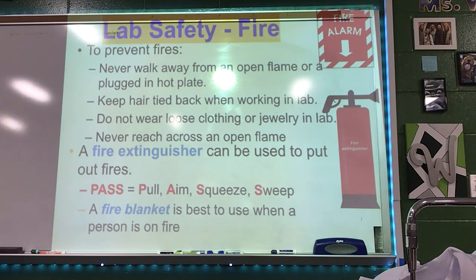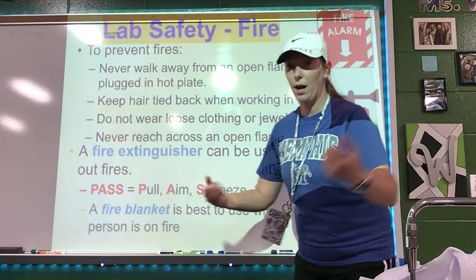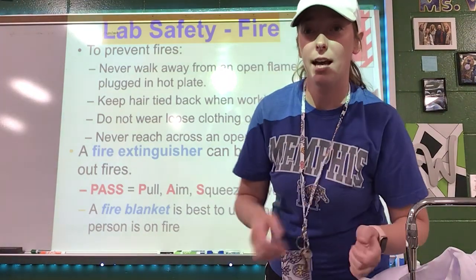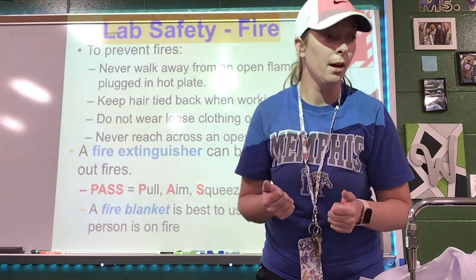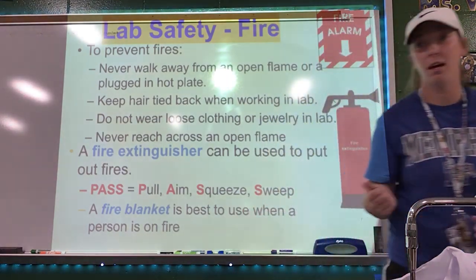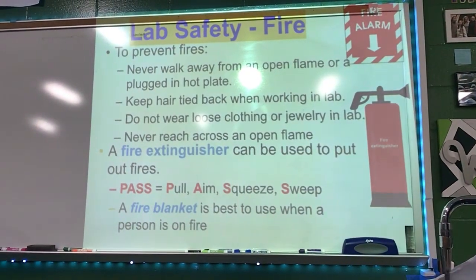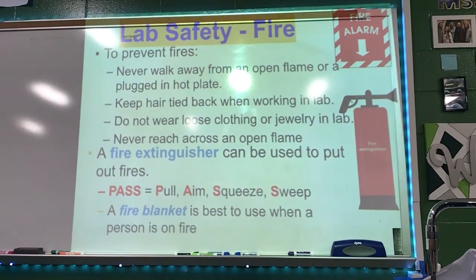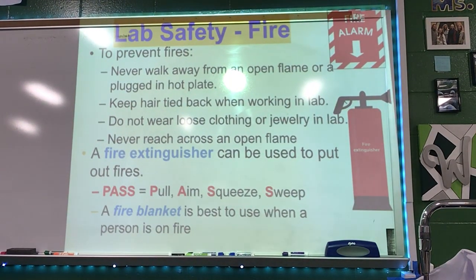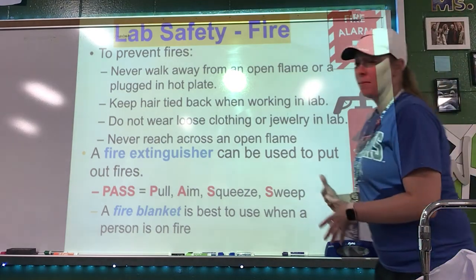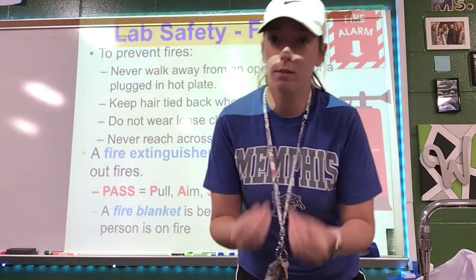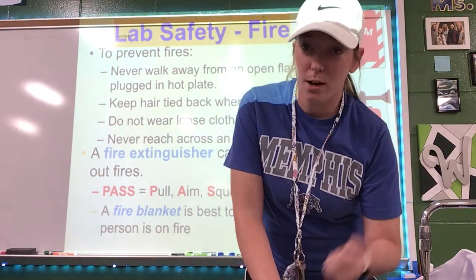So the fire blanket is to only be used on a person. You would just wrap them up, pat out the fire, and then you should be good to go. You could also tell the person initially to, like we all know from kindergarten, stop, drop, and roll. So they can stop, drop, roll, and then you throw the fire blanket on top of them and it smothers the fire out. Again, fire needs oxygen. If there's no oxygen present, the fire will be put out.